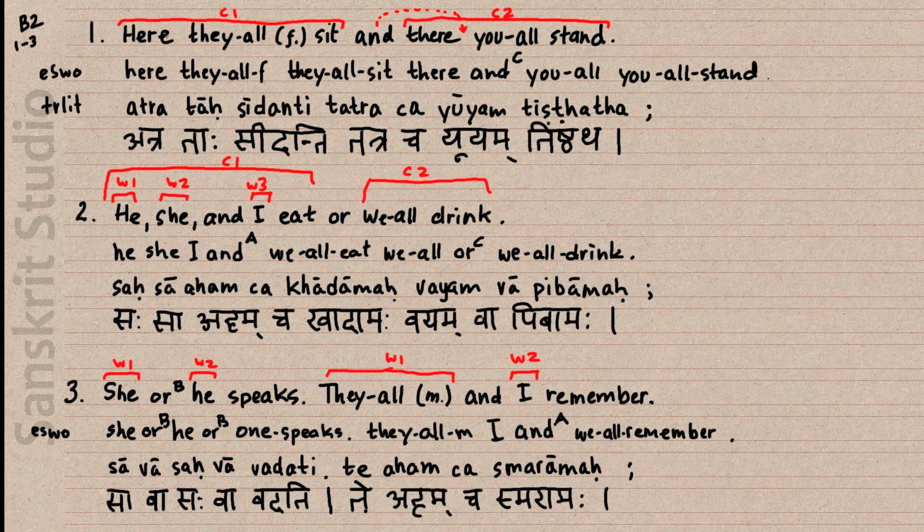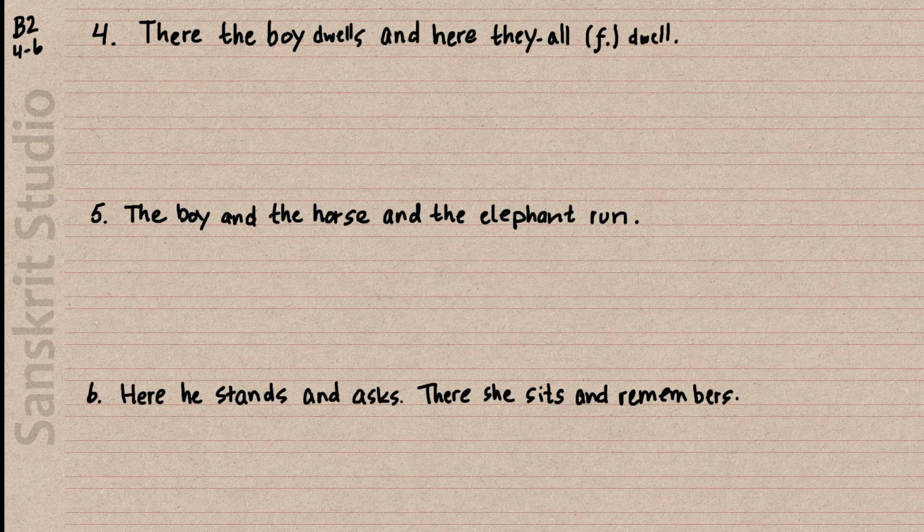And now I'm going to proofread all the ones here. Number 1 here, atra taha sidanti tatra cha yuyam tishta ta. Okay, number 2, saha sa aham cha khadamaha vayam va pibamaha. Number 3, sa va sah va vadati te aham cha smaramaha. And that looks good according to my manuscript here, so we can move on. It's always best to do this before I switch screen so I don't forget it.